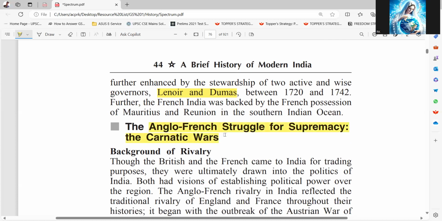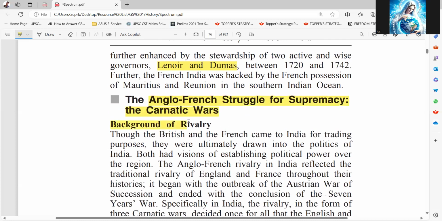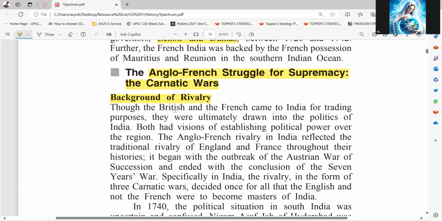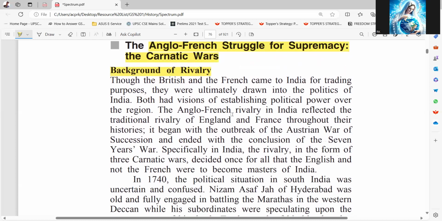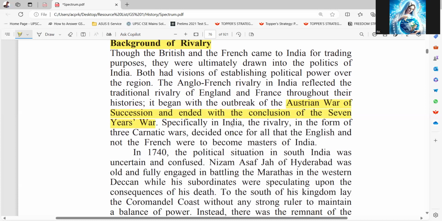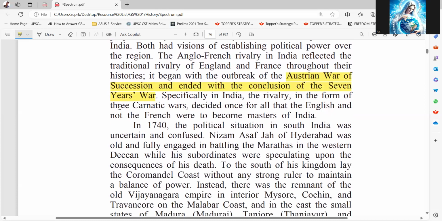The Anglo-French struggle for supremacy, the Carnatic Wars: background of the rivalry. Though the British and French came to India for trading purposes, they were ultimately drawn into the politics of India. Both had visions of establishing political power over the region. The Anglo-French rivalry in India reflected the traditional rivalry of England and France throughout their histories. It began with the outbreak of the Austrian War of Succession and ended with the conclusion of the Seven Years' War. Specifically in India, the rivalry in the form of three Carnatic Wars decided once and for all that the English and not the French were to become the masters of India.